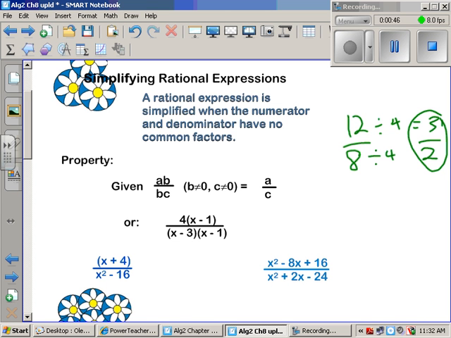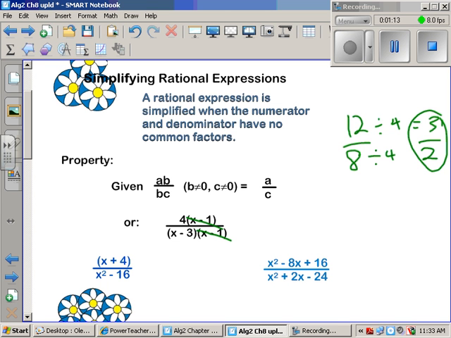Okay? Which is basically what this is saying. Like if I'm given AB over BC, they have B's in common, so they cancel out and leave A over C. The same thing works when you have binomial expressions, like 4 times x minus 1 over x minus 3 times x minus 1. Well, these have an x minus 1 in common, so I can divide them out and cancel them out.